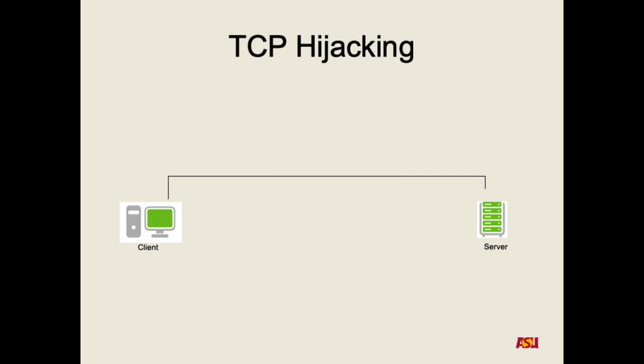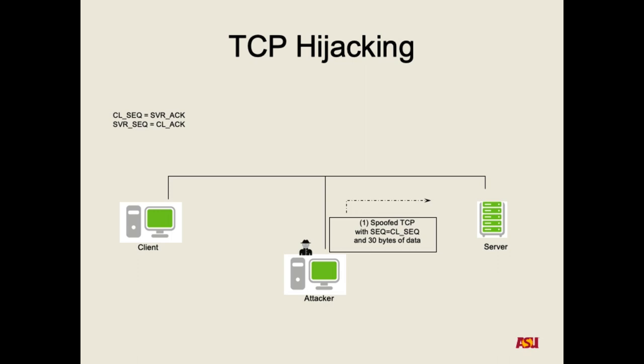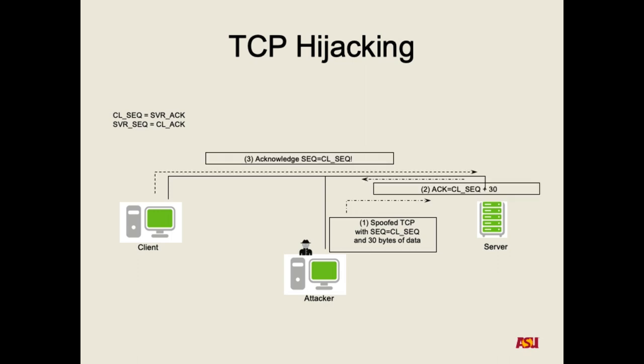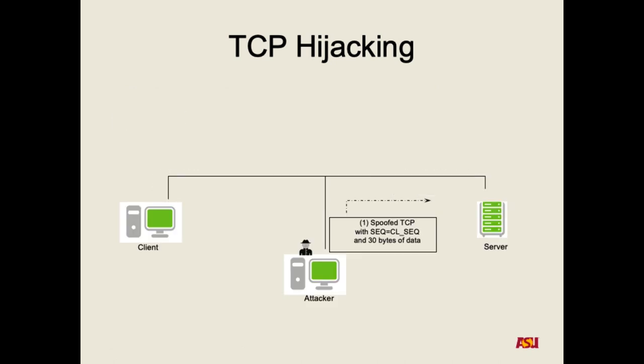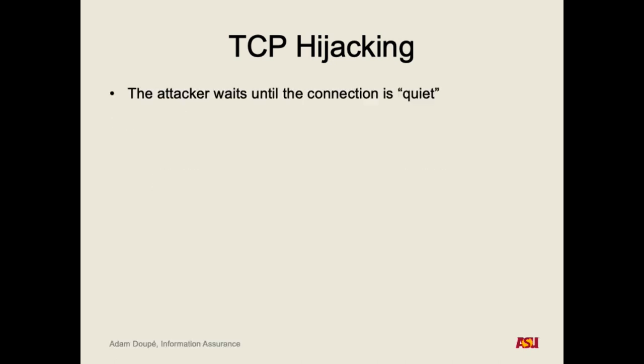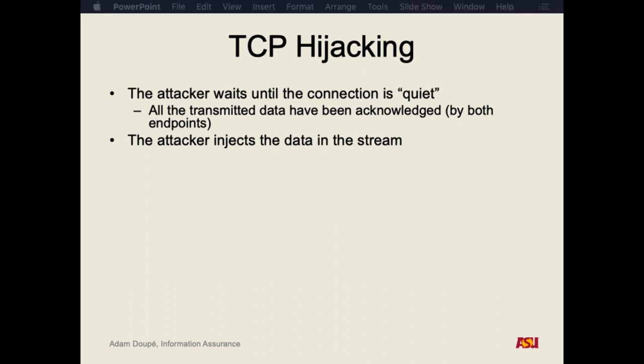The sequence numbers of both sides, right? You need them to properly do that, otherwise the packets will be dropped and ignored. So again, we have the same limitations: we need to be either a person in the middle of the communication to be able to see it, or we need to be on the local network of either the client or the server. But yeah, that's actually pretty easy, and it's very similar to what we've done.